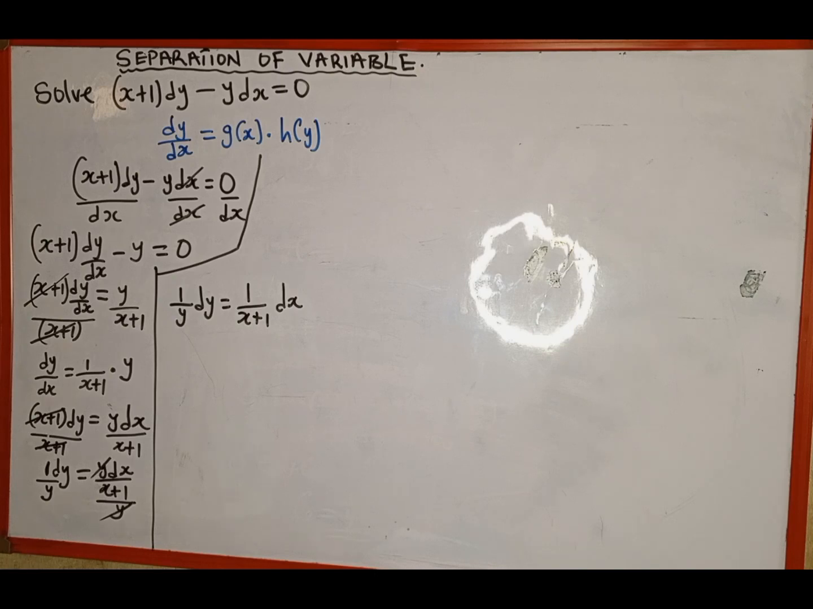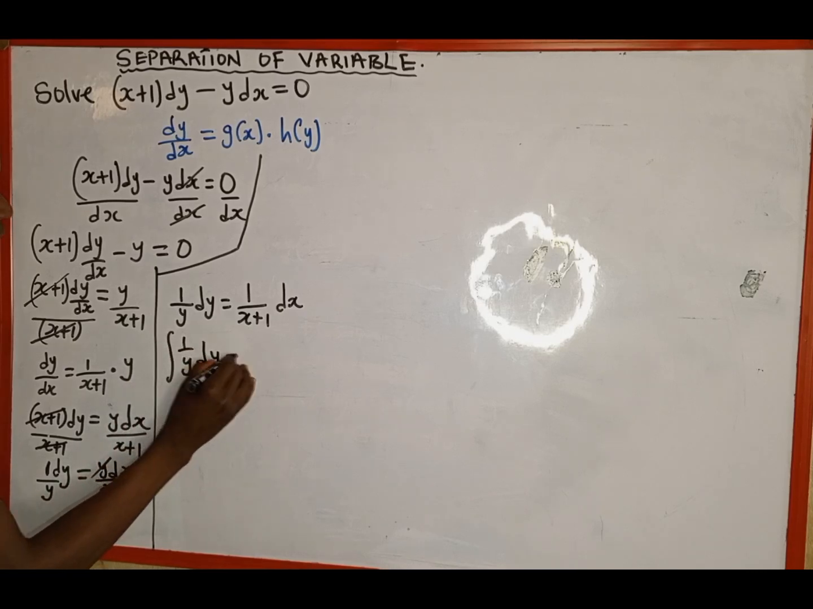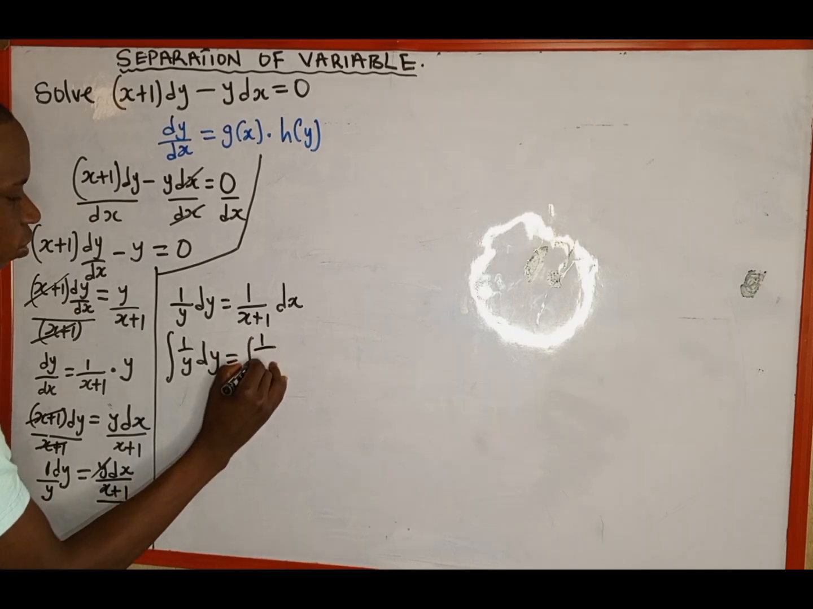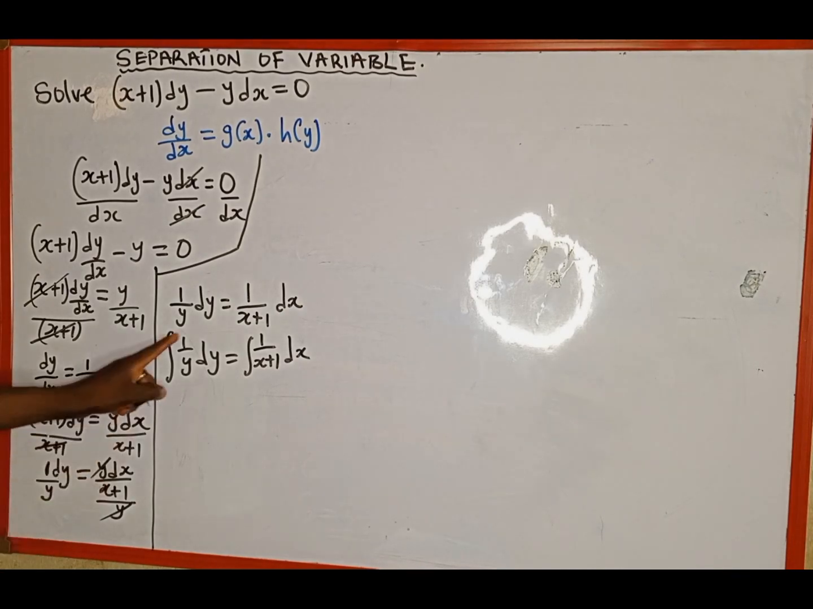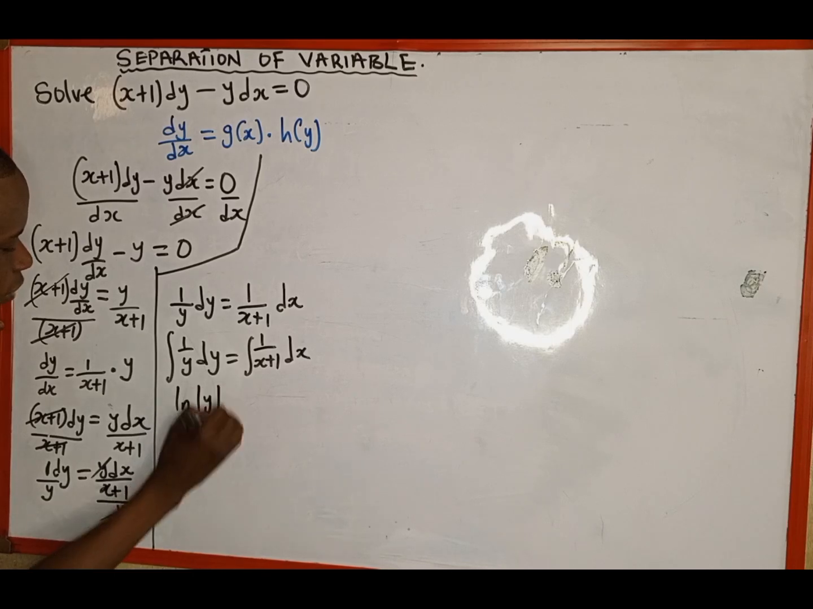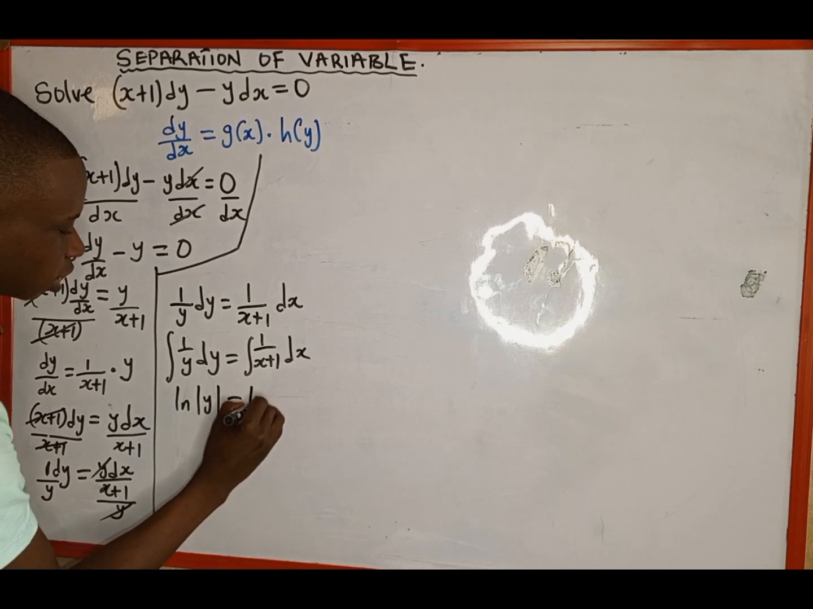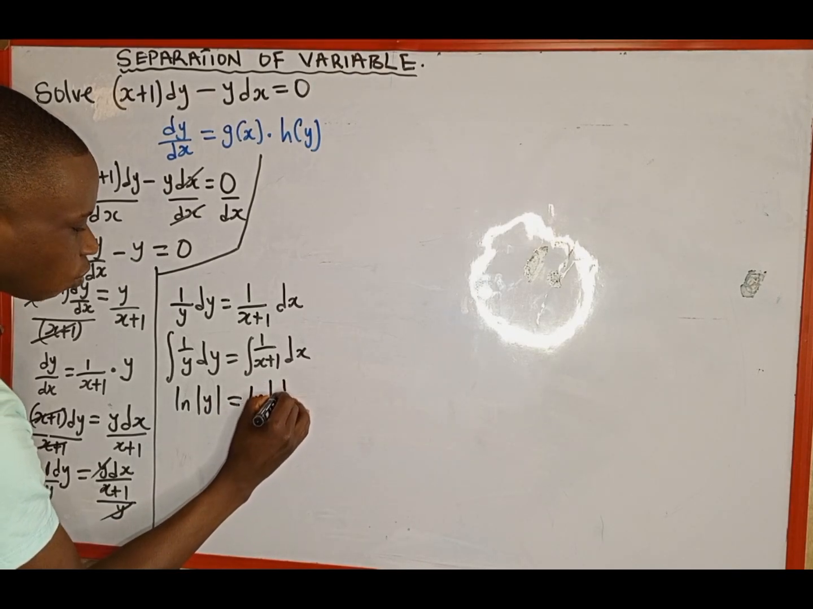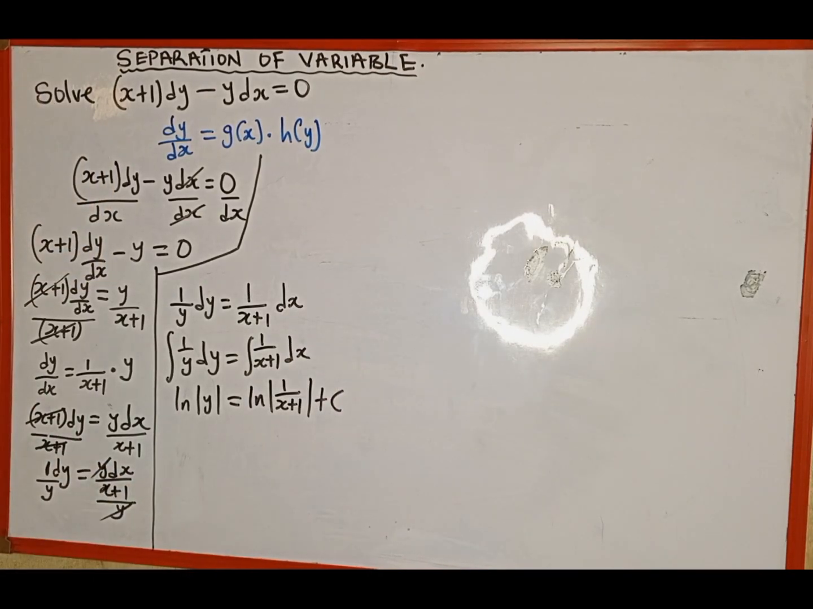Now the next thing we are going to do is to integrate both sides of this equation. So we have the integral of 1 over y dy, which is equal to the integral of 1 over x plus 1 dx. So let us integrate. The integral of 1 over y gives us ln of the absolute value of y, which is equal to the integral of 1 over x plus 1, which gives us ln of the absolute value of x plus 1, then plus the integration constant. So now we have successfully integrated.